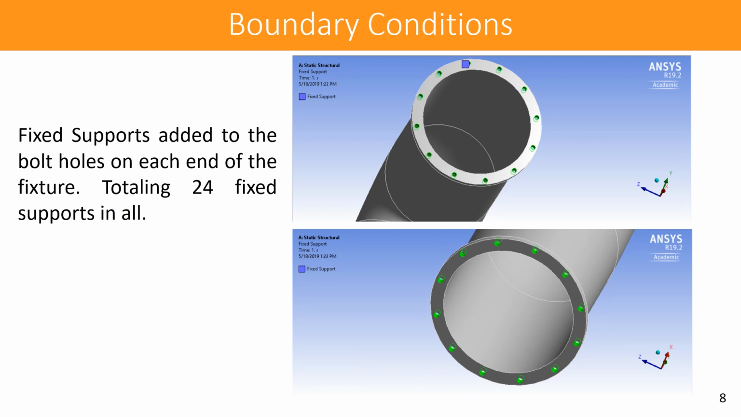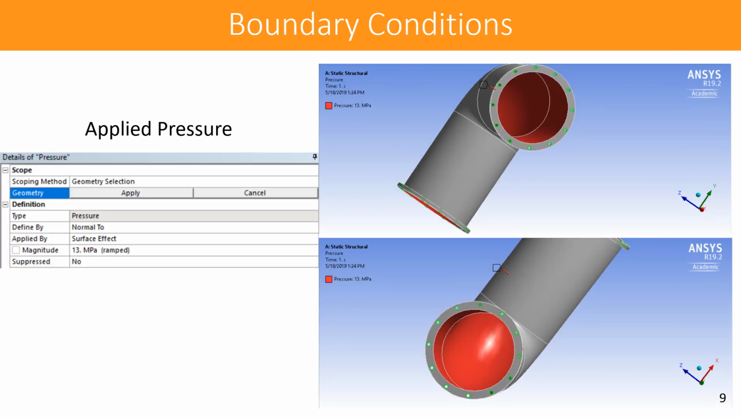Fixed supports are applied to each of the 12 holes on each port, and with 2 ports, that's 24 fixed supports in total. So the load on the geometry is applied in the form of pressure on the inside of the tube on all surfaces. The pressure that's applied is 13 megapascals.